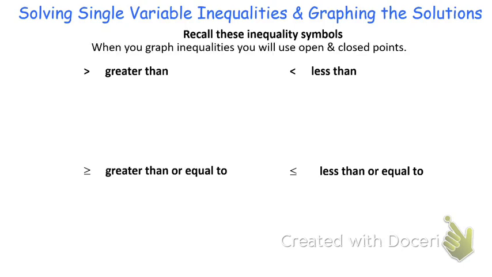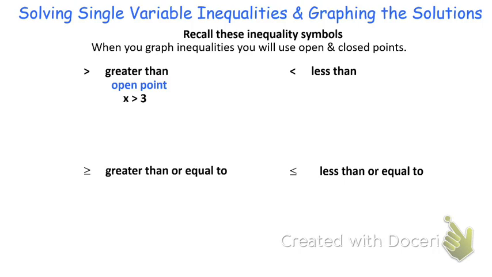Now, when we graph the solutions, we've got to keep in mind that sometimes we'll have open and closed points. That'll depend whether it's just greater than, or less than, or greater than or equal to, and less than or equal to. The ones that have the or equal to have the closed dot, or closed point. So the first one here, greater than, that's going to be an open point.